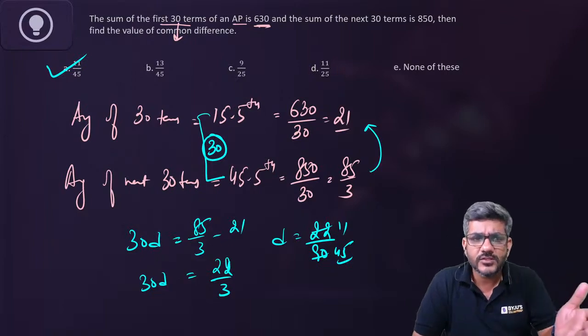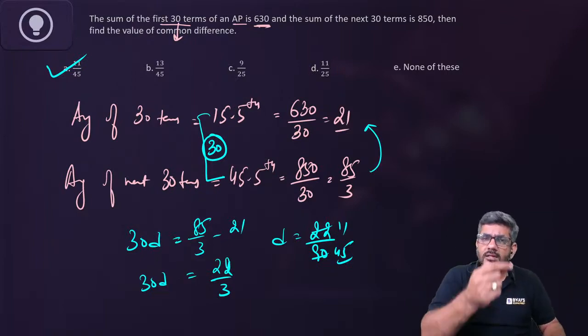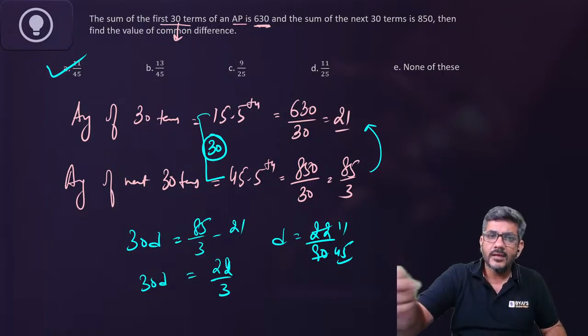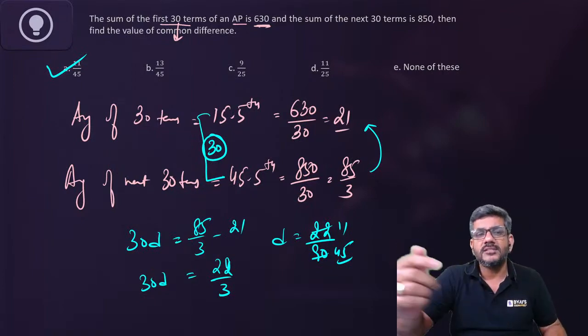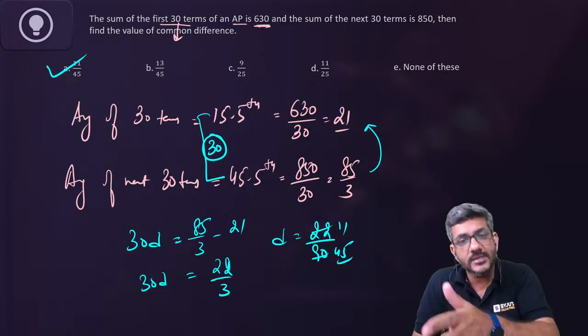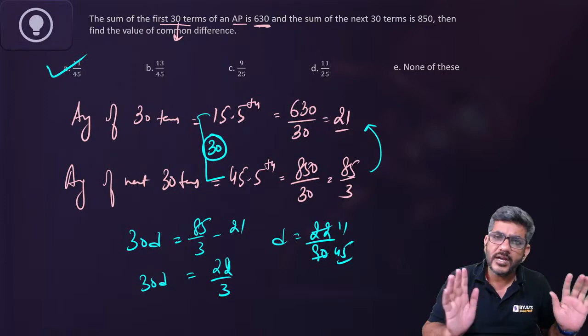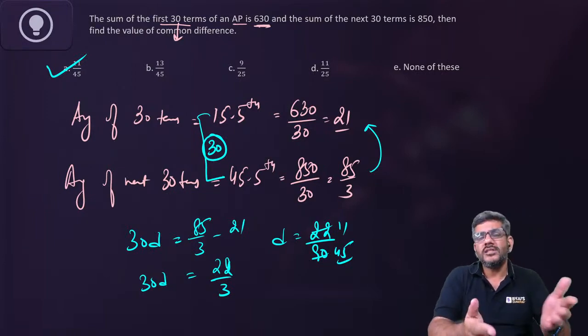Of course you could have done this question by using the formula as well. 30/2 into 2a plus n minus 1 into d is equal to 630. Then 60/2 into 2a plus n minus 1 into d is equal to 630 plus 850. दो इक्वेशंस थे, दो वेरिएबल्स थे आपके पास, सॉल्व करके हम लोग कॉमन डिफरेंस निकाल सकते थे, बट आई डोंट थिंक दैट वुड बी नीडेड.